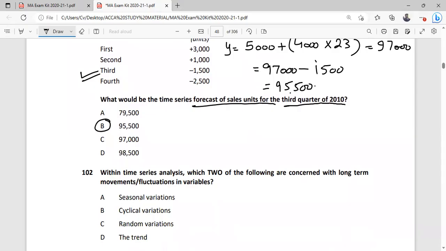Within time series analysis, which two of the following are concerned with long-term movement fluctuation? Seasonal variation is a short-term fluctuation. It arises because of changes in season. All those countries who experience winter and summer both, they at least face two seasons. So people wear two different types of clothes in two different seasons. They eat two different types of food. They use different types of drinks. So seasonal variation is short term, but the cyclical variation is long term.